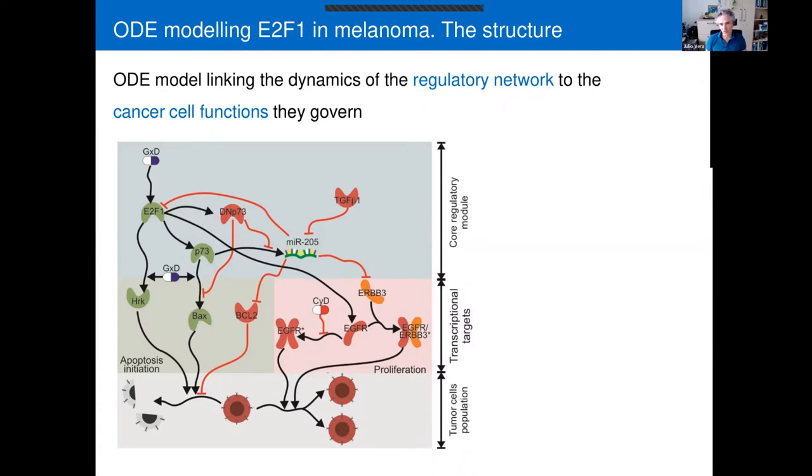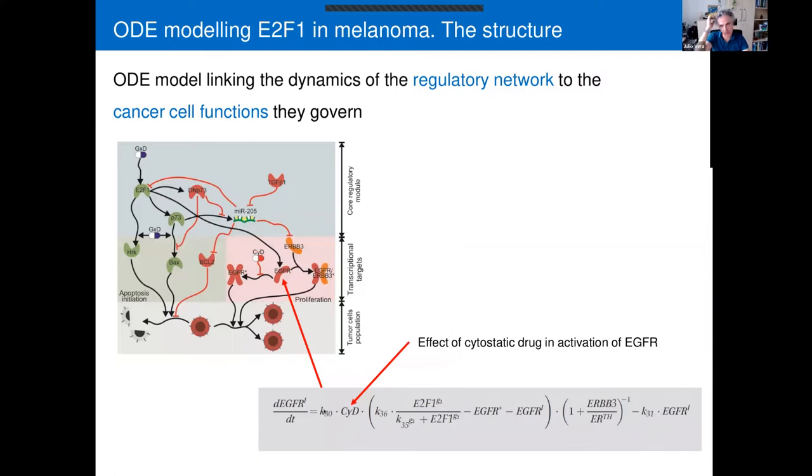And what you can do very nicely with this model is what I represent here. So you see, just to show you how the model looks like, this is one of our ordinary differential equations. So this is representing the variation over the time in the concentration of the inactive fraction of this receptor here. And as you see, we have different rate equations accounting for the different processes that influence the dynamics of this receptor. And we have parameters here that are the Ks, so K30, K36, for example. And we have, for example, this input parameter here in our model, which is actually accounting for the effect of a cytostatic drug in the activation of this receptor.